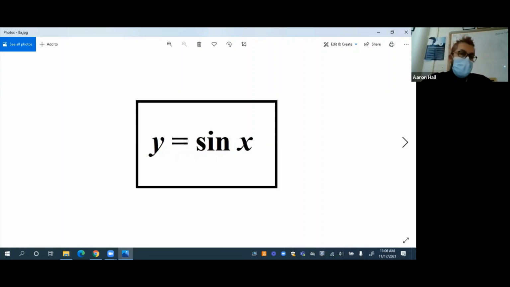What is the derivative of y equals sin of x? Cosine of x. What is the derivative of tangent of x? Secant squared of x. Good job. Nice. And that's the end.